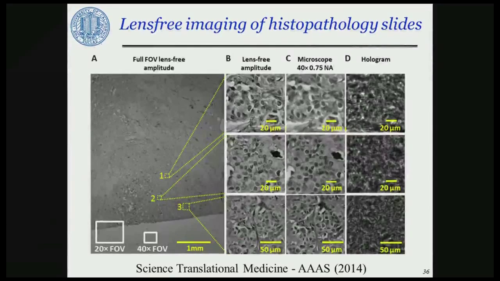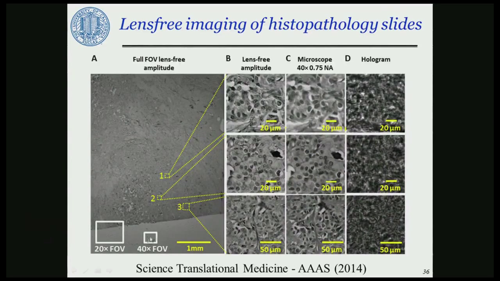And this is shown here with another implementation, which is doing multi-height-based phase retrieval, also giving you a very good resolution. Comparison is shown here against a 0.75 numerical aperture. This is the traditional microscope result, and this is essentially how lens-free amplitude images compare for these regions.